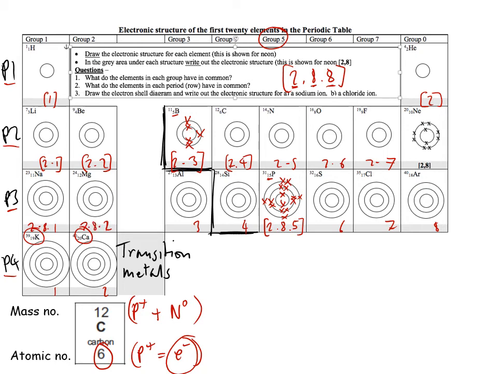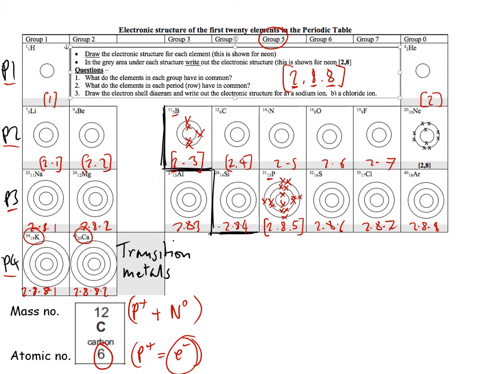Now I'm not going to draw in the electrons, because I think it might be a waste of time. And I think you should get the idea by now. If you don't, feel free to ask your teacher. So we've got 2, 8, 8, 1, 2, 8, 8, 2.